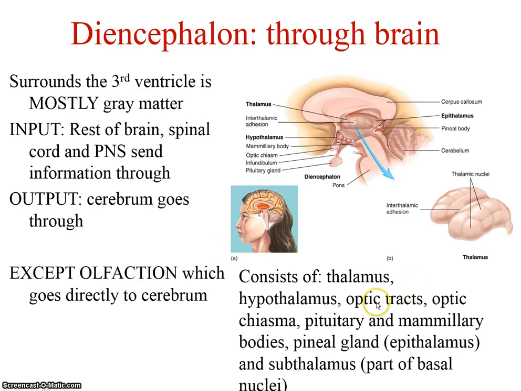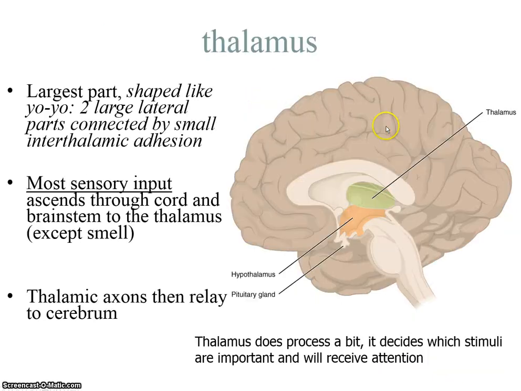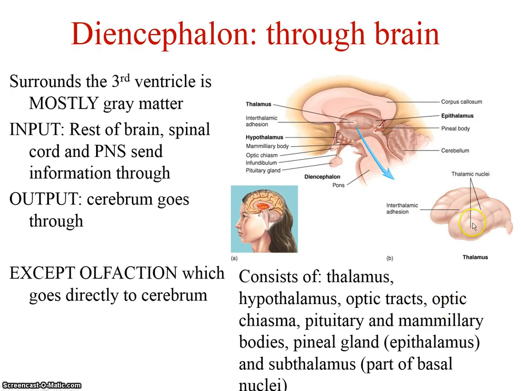So the diencephalon consists of thalamus, hypothalamus, optic tracts, optic chiasm, pituitary, mammillary bodies, pineal gland, also known as the epithalamus, and the subthalamus, which is part of the basal nuclei. So this is again an overview of this. So the thalamus, again shown here in green, is actually two lobes that you're looking at here together, right? And there's this connection between the two lobes, so often it's described as yo-yo in appearance. So here's one half, right? One of these lobes, this one here, is shown here. So this interthalamic adhesion is this joining to the other half that's missing on this picture.